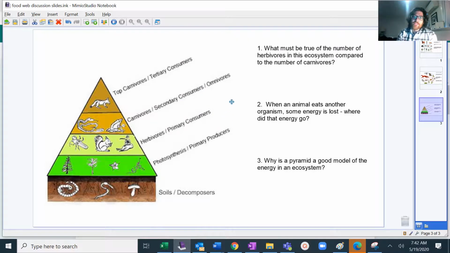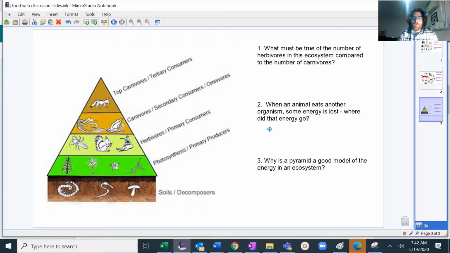Okay, so what must be true about the number of herbivores in this ecosystem compared to the number of carnivores? Now, because there is more energy available at the herbivore level, there are going to be more herbivores. If there were the same number of herbivores as carnivores, the carnivores would not have enough energy to eat. So what's true about herbivores is there always need to be a greater number of them than there are carnivores.